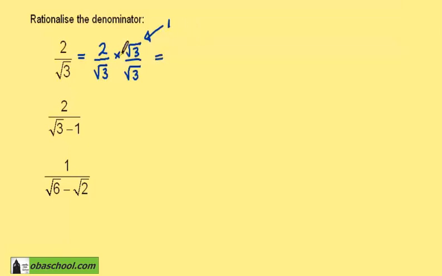If we now do 2 times root 3, we get 2 root 3. Root 3 times root 3 is 3. Note the denominator is now rational.